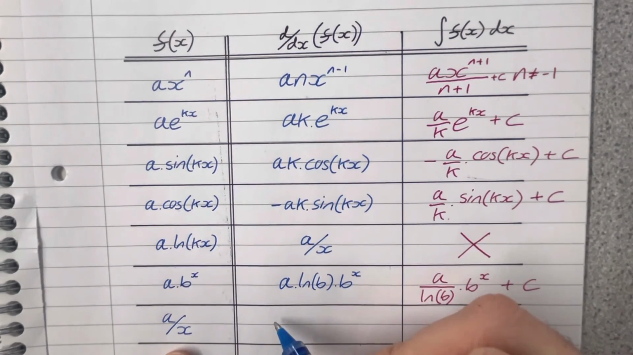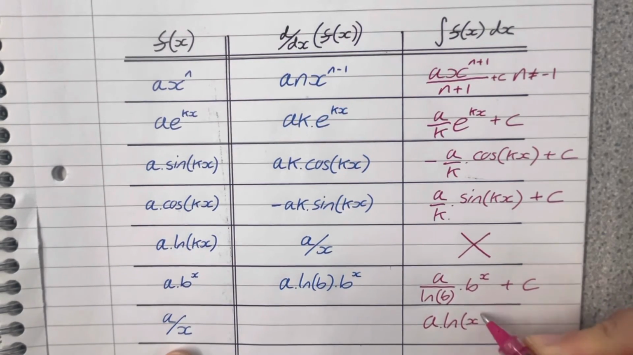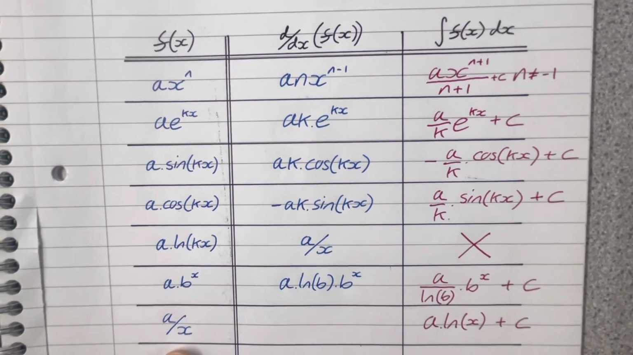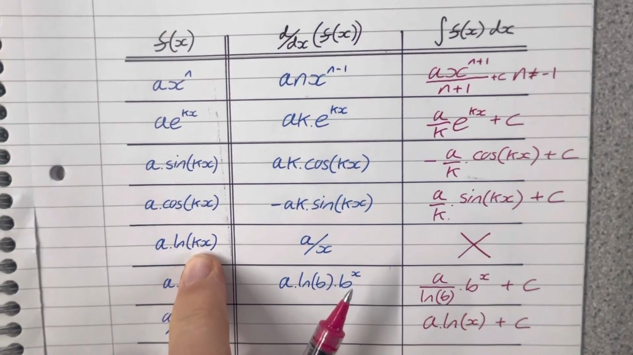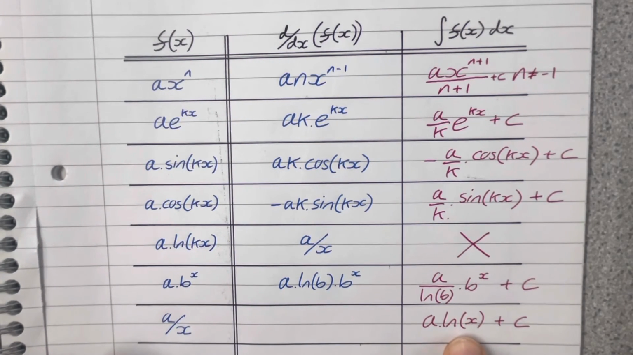So that's going to give us, I'm going to write this as a times the natural log of x plus c. And the k here was actually a plus c. So you could put a log kx in there, but it's more standard procedure to put it as a log x plus c.